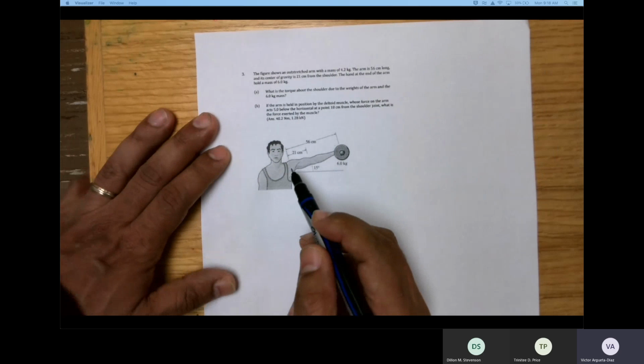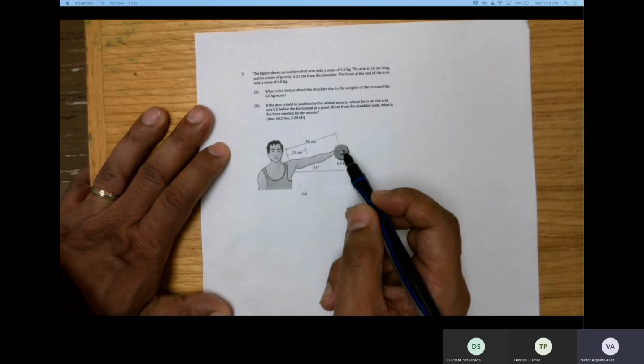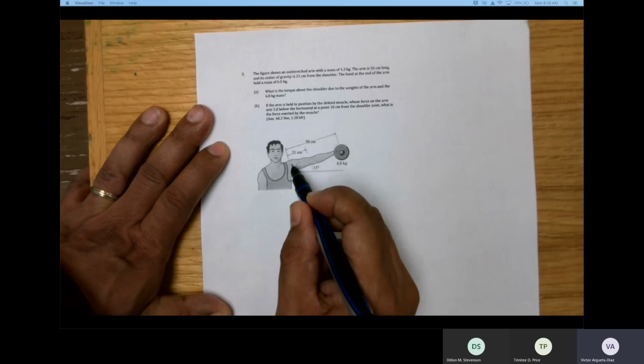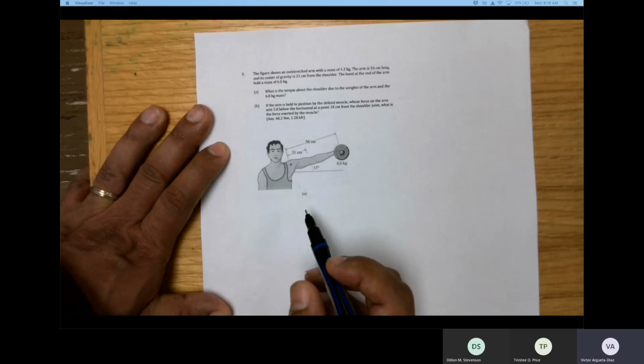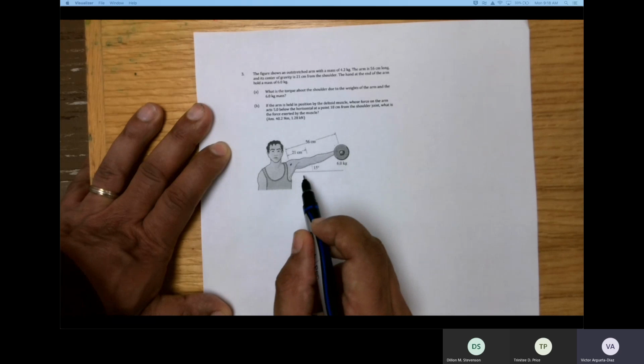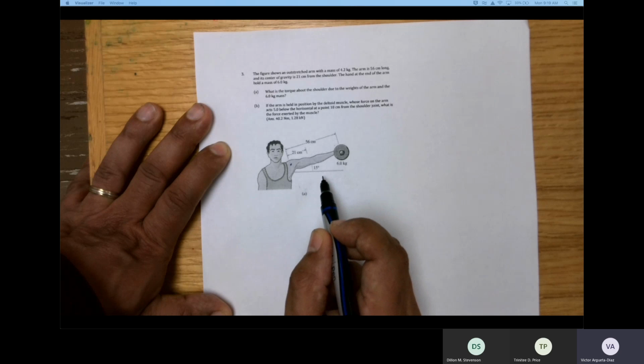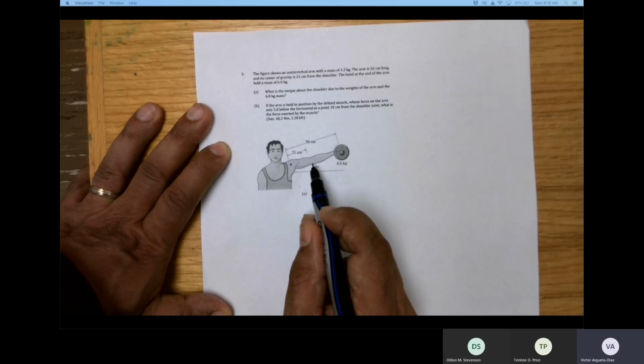So we have the same problem that we started working on at the beginning. A person with a dumbbell at the end of the arm, and we want to calculate what is the torque at the shoulder. There's a couple of pieces of information that we know. We know that the center of mass of the arm is going to be at 21 centimeters from the shoulder. The length of the arm is 56 centimeters. But in this case, the person is raising his arm 15 degrees above horizontal.